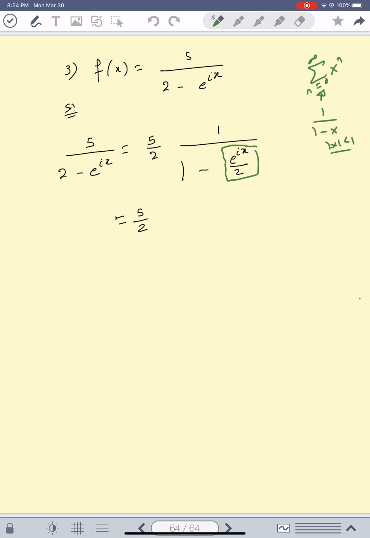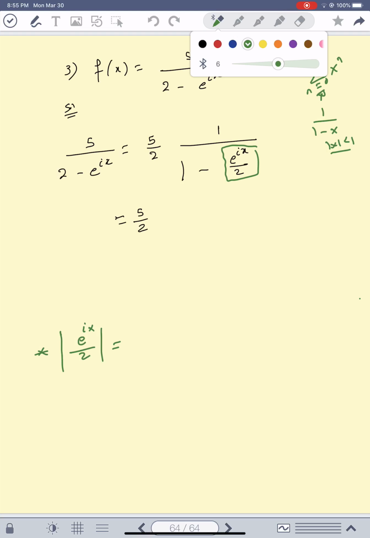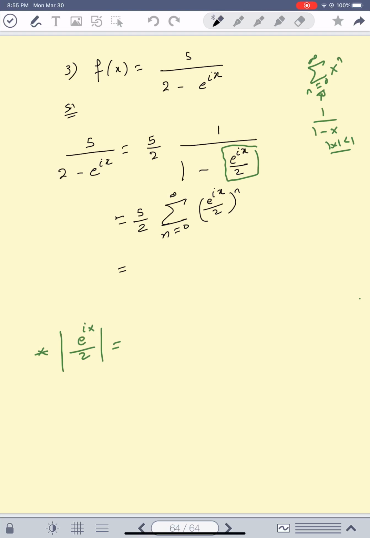In this example, after doing the example, we will find the absolute value of e to the ix over 2, and it has to be less than 1 in order to apply the geometric series idea. So if you apply the geometric series idea, what is 1 over 1 minus e to the ix over 2? It's the sum from 0 to infinity of e to the ix over 2 to the n. If you insert the 5 over 2, it is the sum of 5 over 2 to the n plus 1 times e to the inx. So this is the complex Fourier series of the original function.